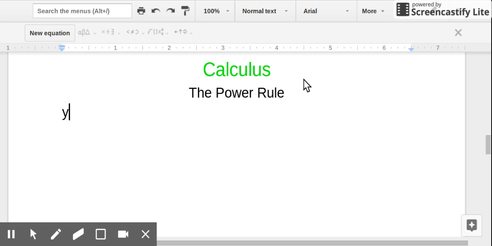Say we have y is equal to x cubed divided by 8. And what we're going to want to do here is find the equation of the tangent line at the point (2, 1). Let's take a look at the graph.